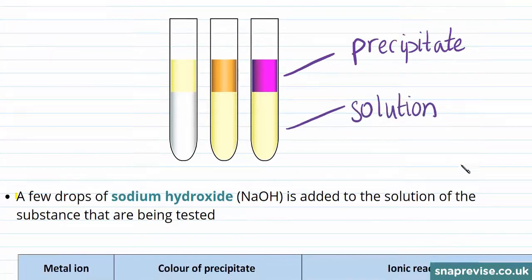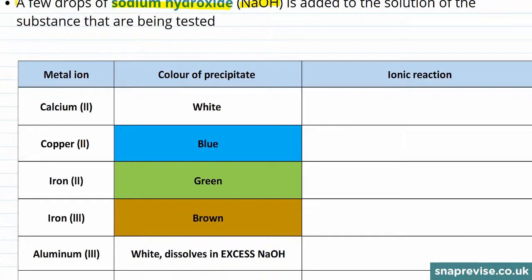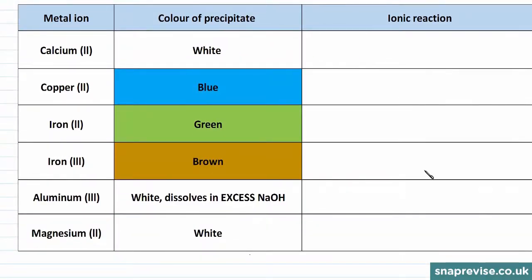In order to form the insoluble metal hydroxides, a few drops of sodium hydroxide, NaOH, is added to the solution of the substance that is being tested. In this table, we can see an example of some of the commonly found metal ions, as well as the colour of the precipitate formed on addition of sodium hydroxide.